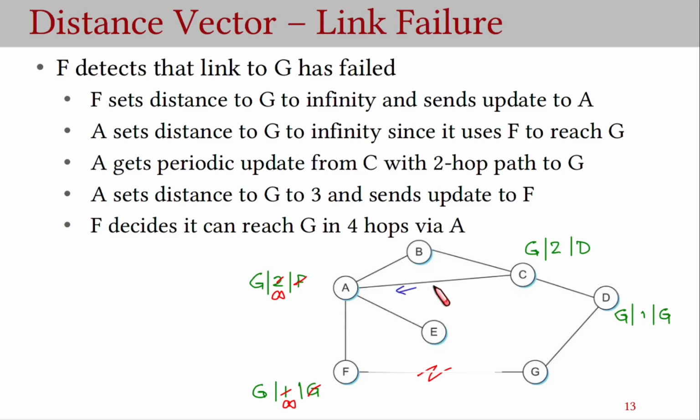C is going to send this update, G at the cost of 2. And so A's routing table is going to be updated as can reach G at cost 3 through next hop C. And then A is going to send this update to F, and so it's going to say G, the cost 3 plus 1 is 4, less than infinity, so F is going to update its routing table as well. Let me write it fresh, so this entire thing becomes G4A. And so actually there is a path to G through A, so its cost is 1, 2, 3, and 4. And so that's how distance vector handles link failures.